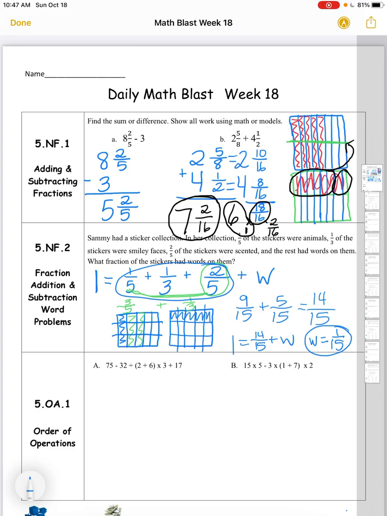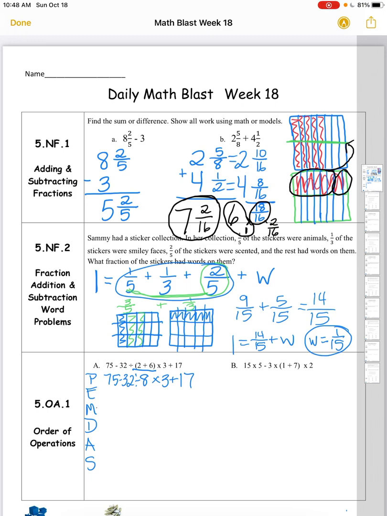Order of operations: 75 minus 32 divided by 2 plus 6 in parentheses times 3 plus 17. Order of operations, I need to do, there's this PEMDAS idea, right? I want to do everything that has parentheses first. So 2 plus 6 is 8. I'm going to drop everything else that hasn't been used down so I don't get lost in my work.